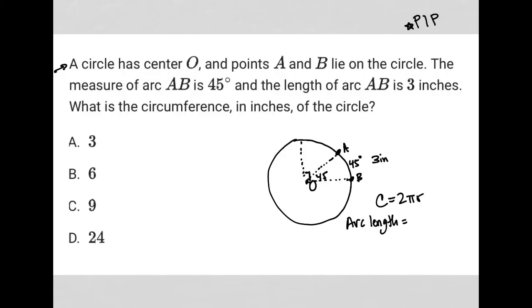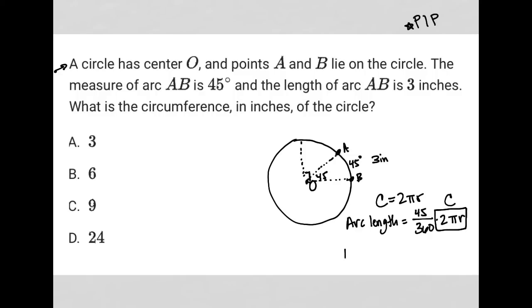is equal to the degree measurement of the arc divided by the degree measurement for the entire circle times 2 pi r. All right, how is that useful? Well, I am looking to figure out what 2 pi r is. So I actually don't need to solve for r in this case because the circumference is 2 pi r.